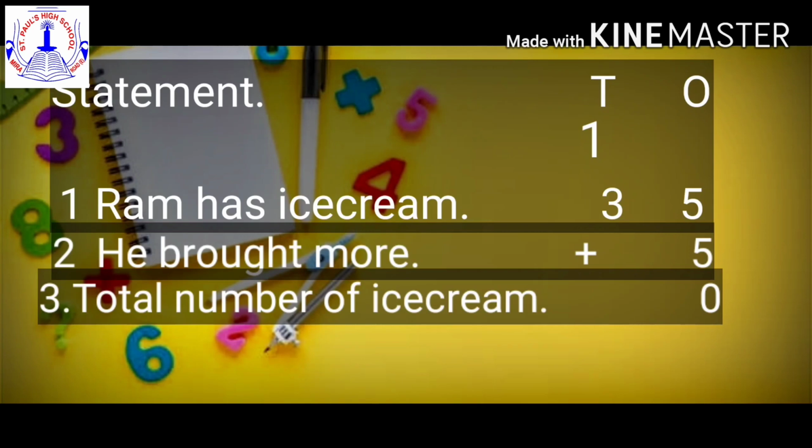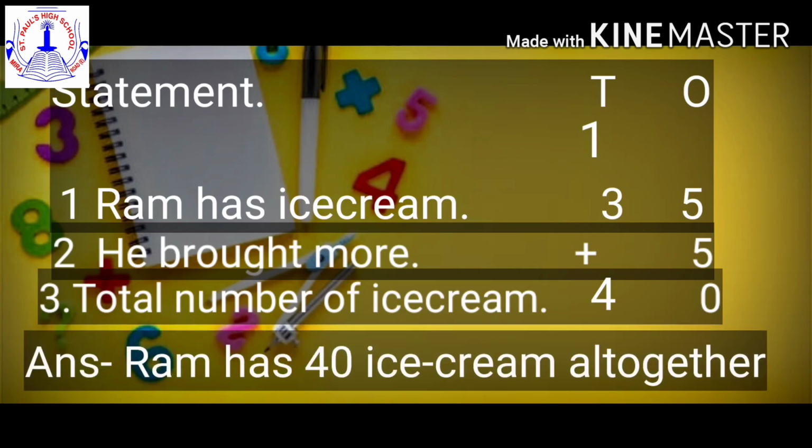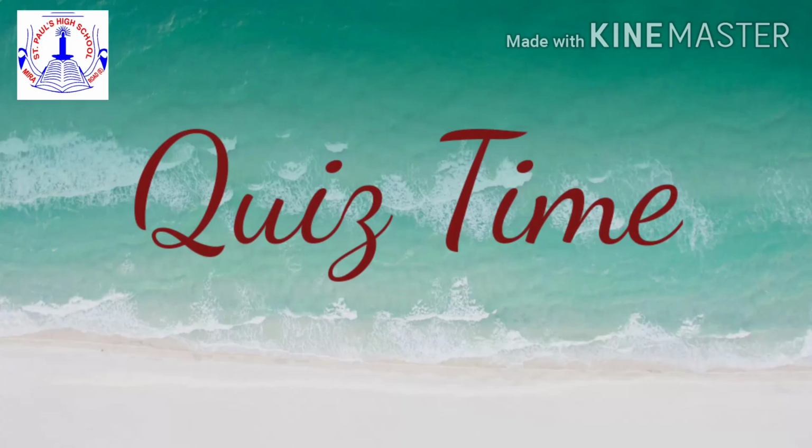Then after that, 3 plus 1 gives you 4. So the total number of ice creams Ram has is 40. So we need to write the answer, the last statement, now. So what will we write? Ram has 40 ice creams all together.